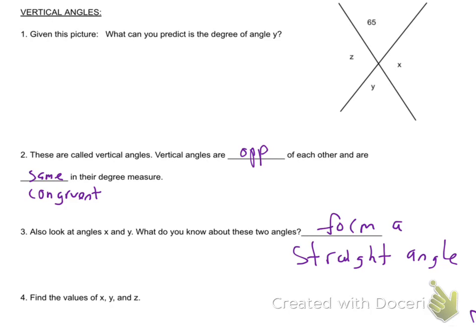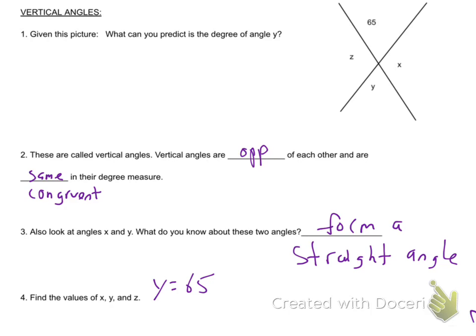Yeah. So x plus y would equal 180, z plus y would equal 180, z plus 65 would equal 180, 65 plus x would equal 180. Wait a minute. If they seem to add up to 180 on any particular straight line, right? And angles that are opposite each other, those vertical angles are the same. Could you find in part 4 x, y, and z? Yes. Right off the bat, what's y? 65. So y equals 65.